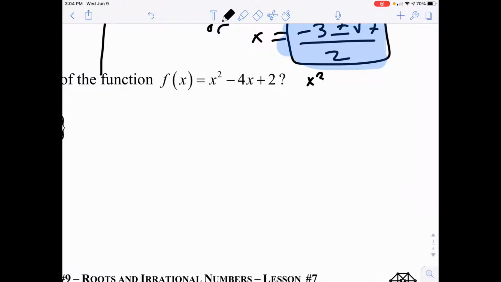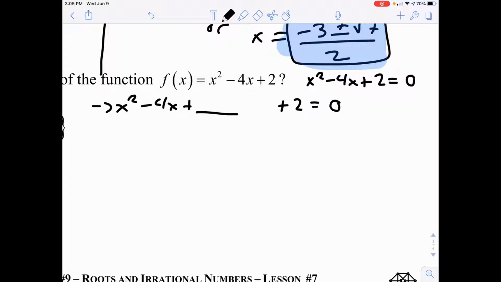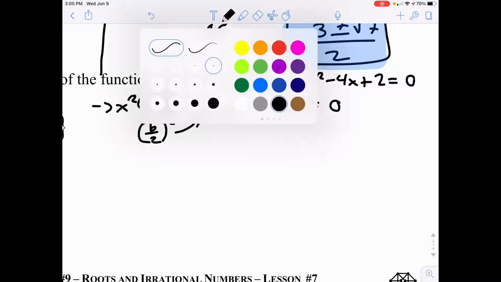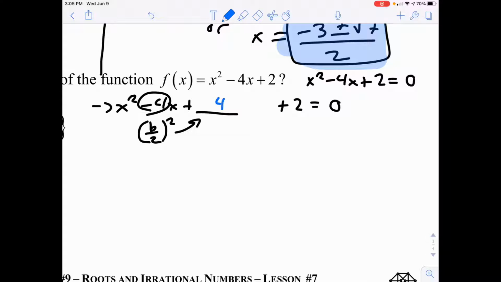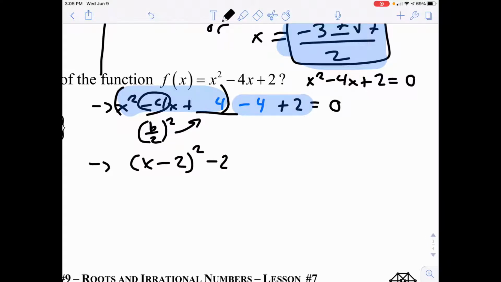And so we have x squared minus 4x plus 2 equals 0. So x squared minus 4x plus, leave some space, plus 2 equals 0. And here, the third term, we're going to put b over 2 squared. So b is negative 4. Divided by 2 is negative 2. Squared, we get 4. But we have to subtract 4 also. Section that off. This trinomial here factors into x minus 2, quantity squared. That is minus 2 equals 0.